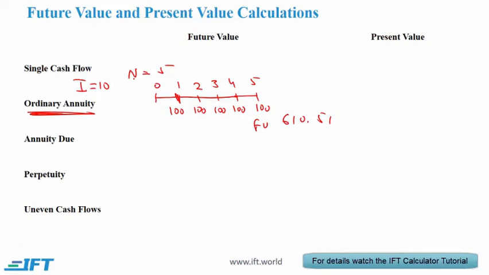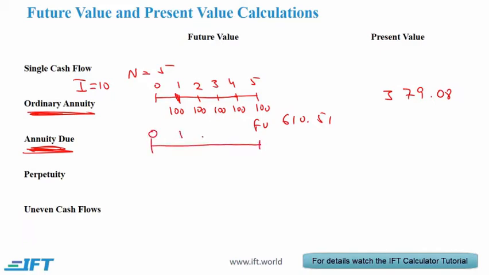For this ordinary annuity, we can also compute the present value. Here we'll say that n is 5, interest rate is 10, FV is 0 because there is no payment other than 100 at the end of year 5. When we calculate the present value, we will get 379.08.